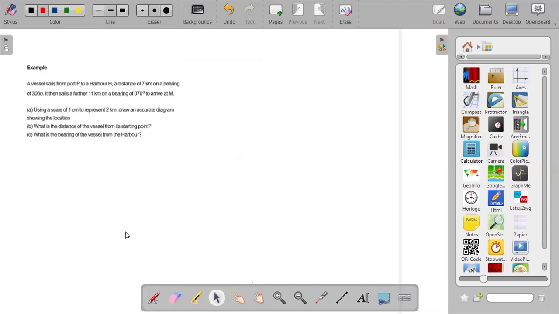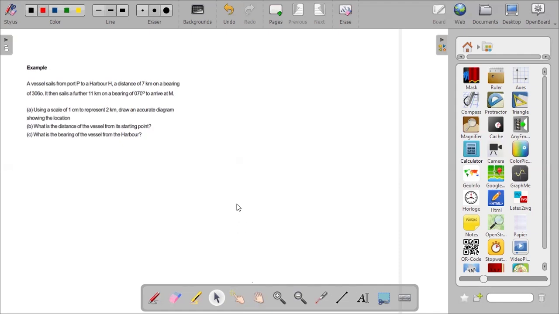We have another one here. It says a vessel sails from port P to a harbor H on a distance of 7 kilometers on a bearing of 306 degree. It then sails a further distance of 11 kilometers on a bearing of 70 degrees to arrive at N. Using a scale of 1 centimeter to represent 2 kilometers, draw an accurate diagram showing the location.